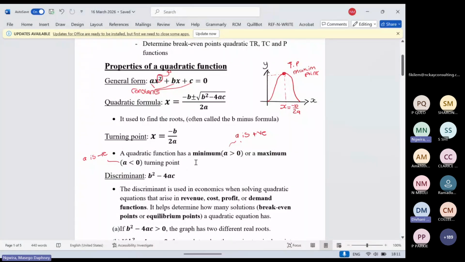Okay. Sorry. When A on your function is a positive number, your graph is going to have a minimum. So it's going to face up. Let's say it's going to look something like this, then this will be your minimum point. And if my A is a negative number, my graph is going to look like this. It's going to face down.